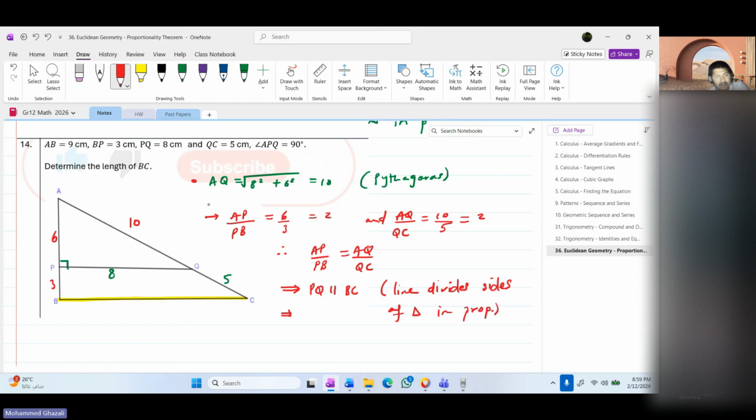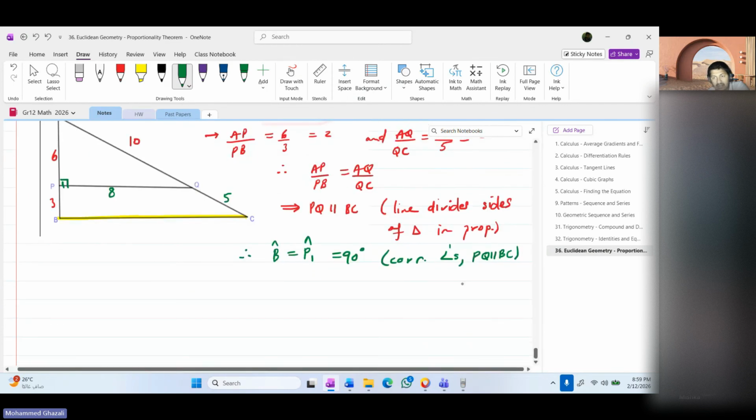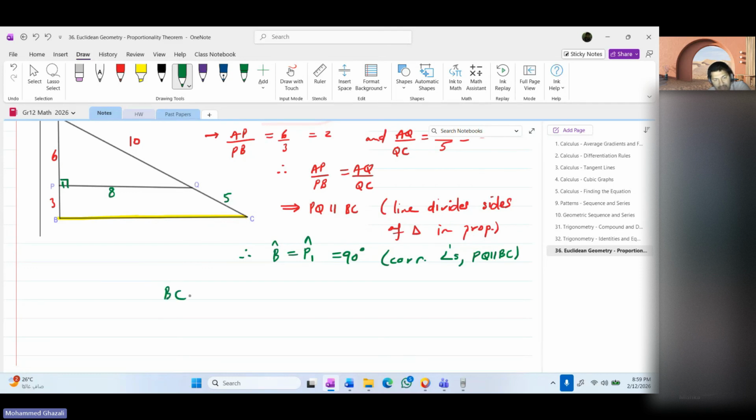This implies, okay, after you get that it's parallel, therefore angle B is equal to angle P, which is equal to 90 degrees because of corresponding angles. Why is it corresponding? Because now we can say PQ is parallel to BC. See how powerful this proof is. Right, PQ is parallel to BC. Now we can apply Pythagoras.